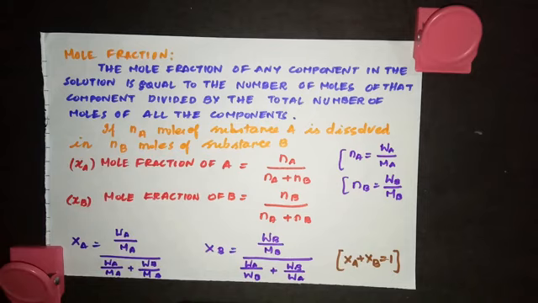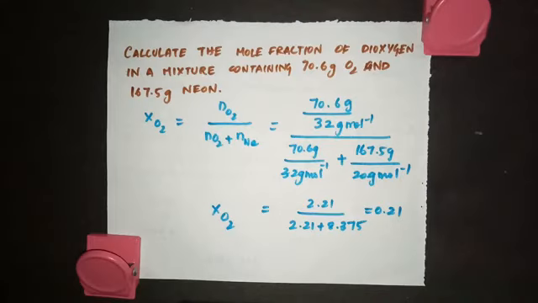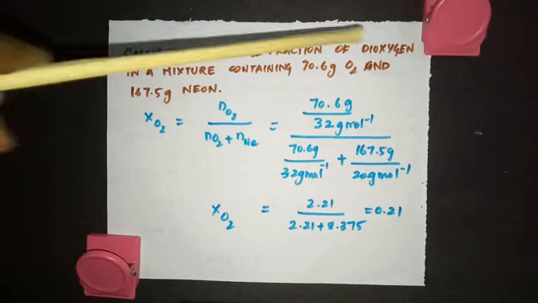So now let's take an example to understand this mole fraction. Look at this example. Calculate the mole fraction of dioxygen in a mixture containing 70.6 gram oxygen and 167.5 gram neon. So you have to calculate the mole fraction of O2.